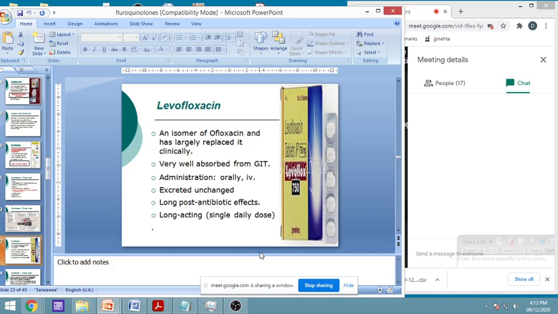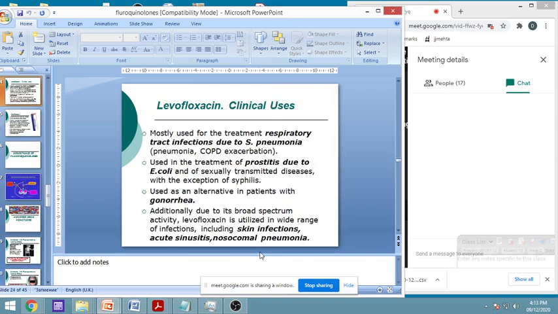That means the infection will not be there for a long period. It has a long-acting single daily dose. It is used in various infections, from Streptococcus pneumoniae, COPD exacerbations. In that it is used.